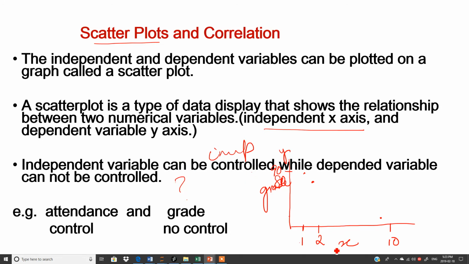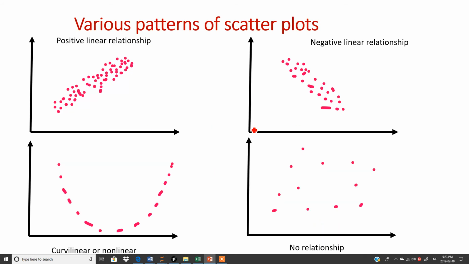It's up to you. If you want, you can come 100% to your class. If you want, you can attend only one class. So it's up to you. But grade, no control. It depends on your attendance. So when we join these points, the line will be in the negative direction. This is the important point: the independent variable is controllable, while the dependent variable cannot be controlled. So when we make the scatter plot, you will see the output like this.